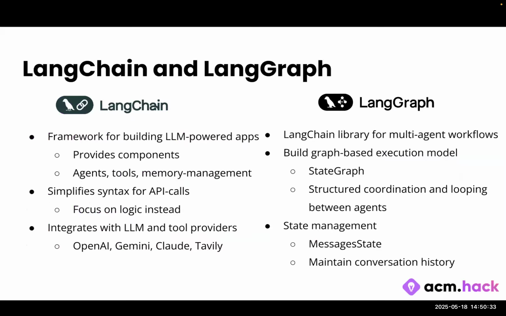So first of all, we have LangChain and LangGraph. LangChain is a framework for building LLM-powered apps. So it's a framework that provides us with components that makes it easier to build. It lets us build agents. We can give it specific tools, and it also has built-in memory management, which makes things a lot easier. It also simplifies the syntax for API calls a lot.